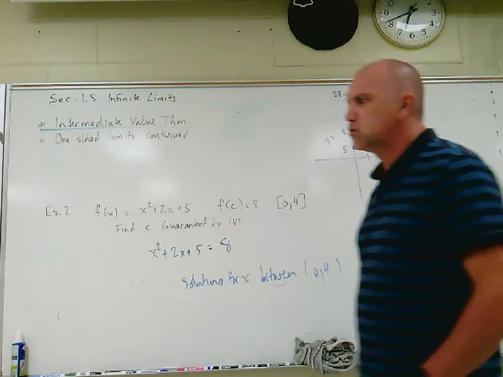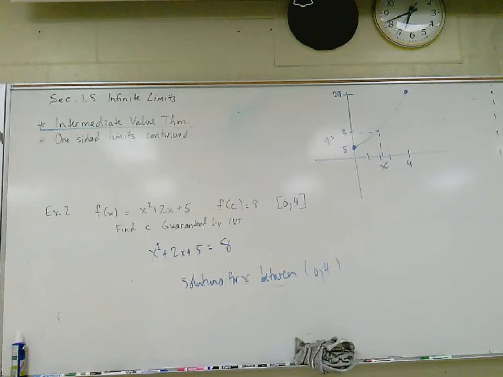What's the best way to solve a quadratic? What's the fastest way to solve a quadratic? Factoring. Factoring, that's exactly right. So I would take the 8 and move it over and try to factor. It should factor very quickly. Notice you'll get 2 solutions, but one you have to discard. Okay? And that's using the intermediate value theorem.